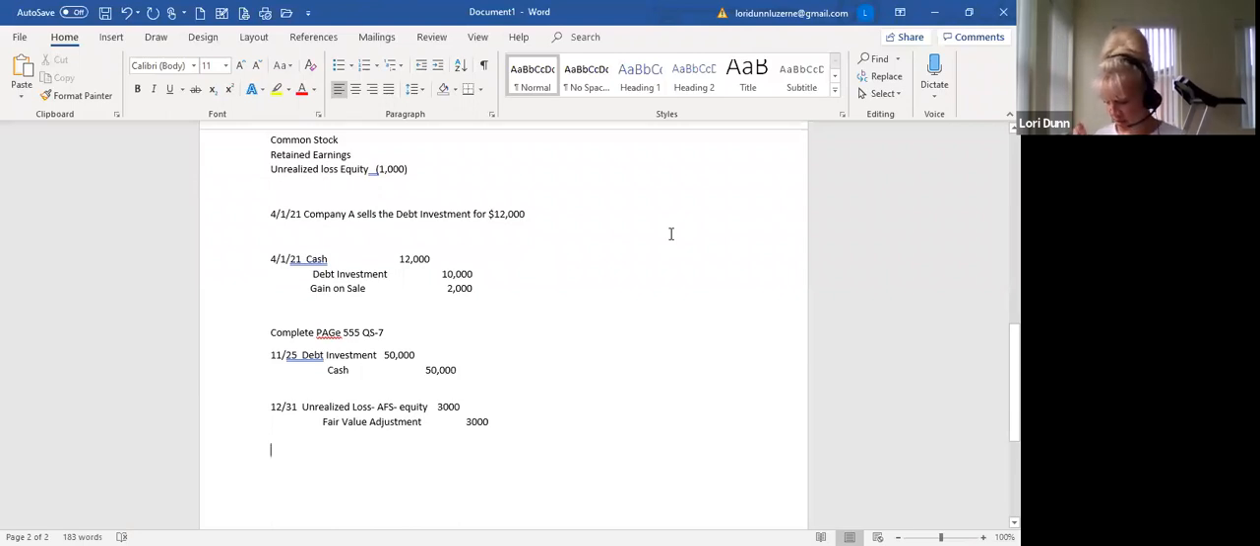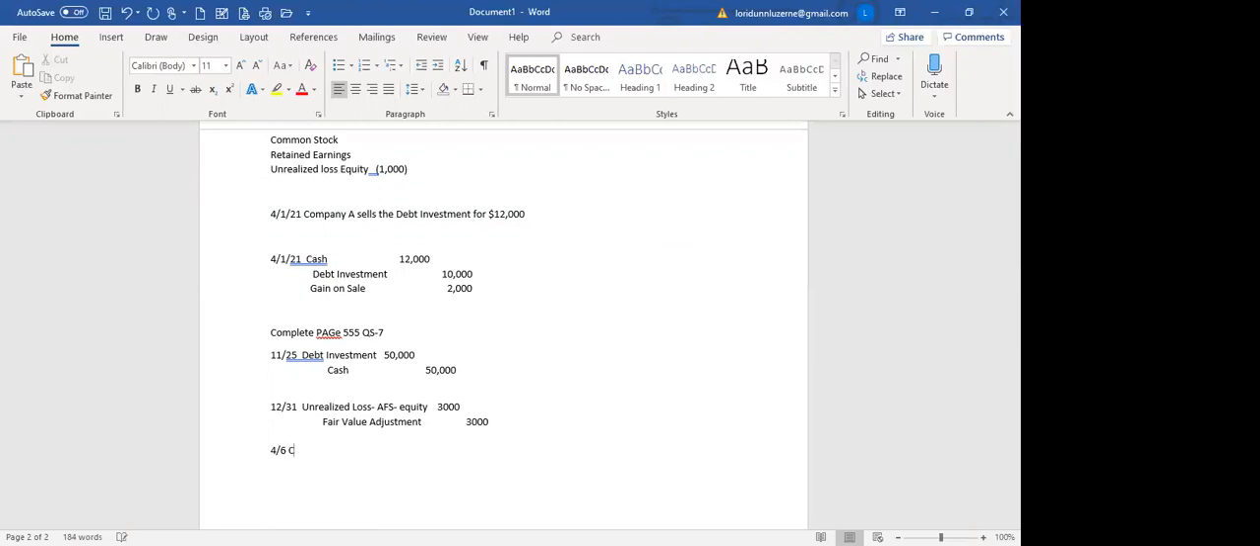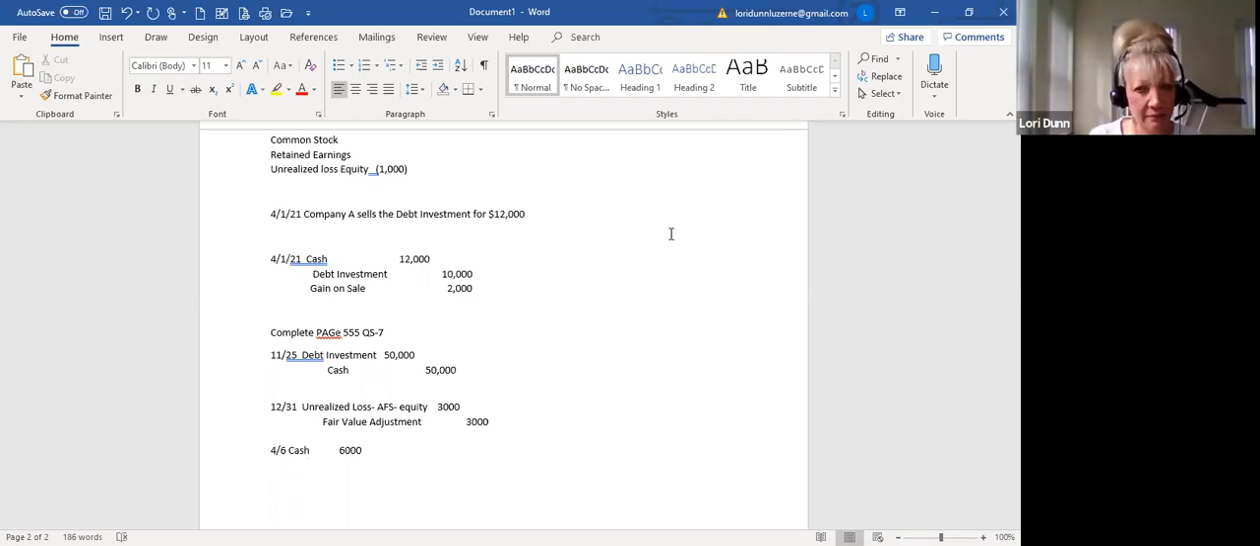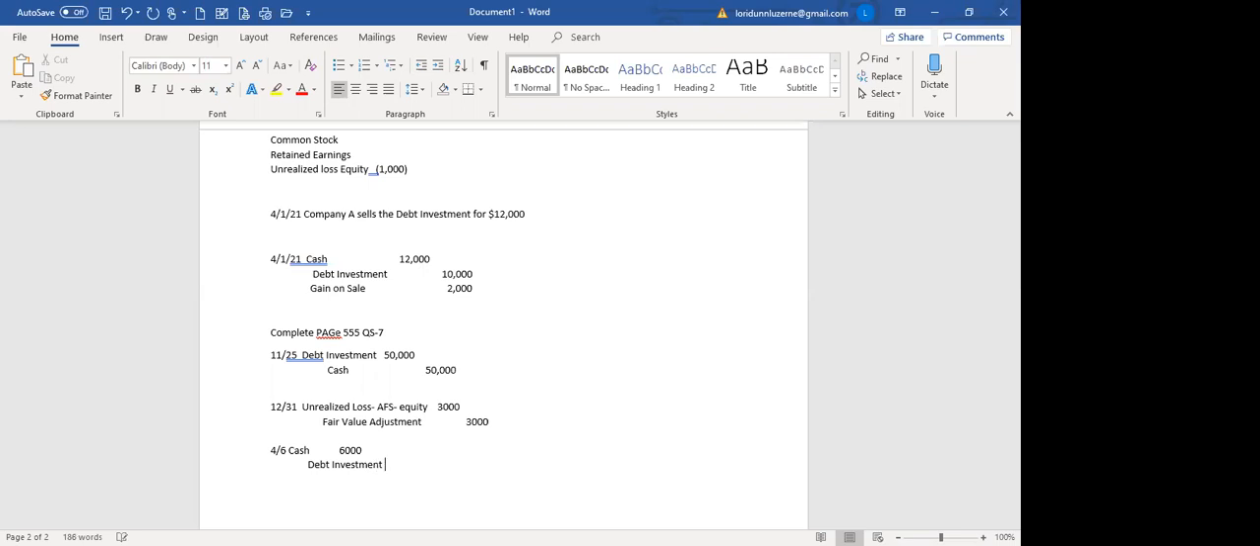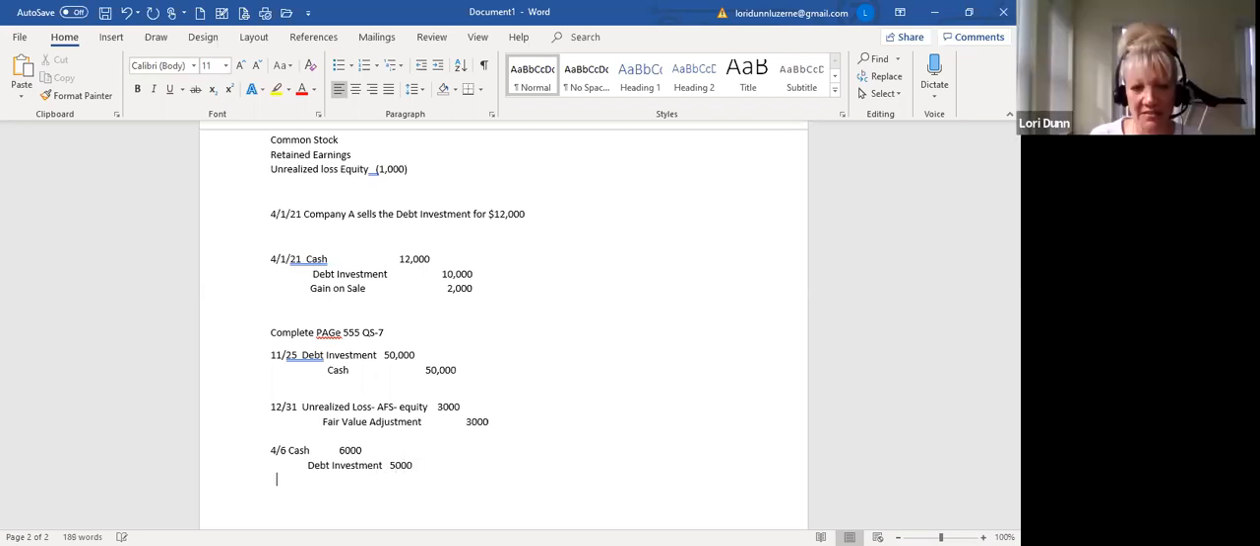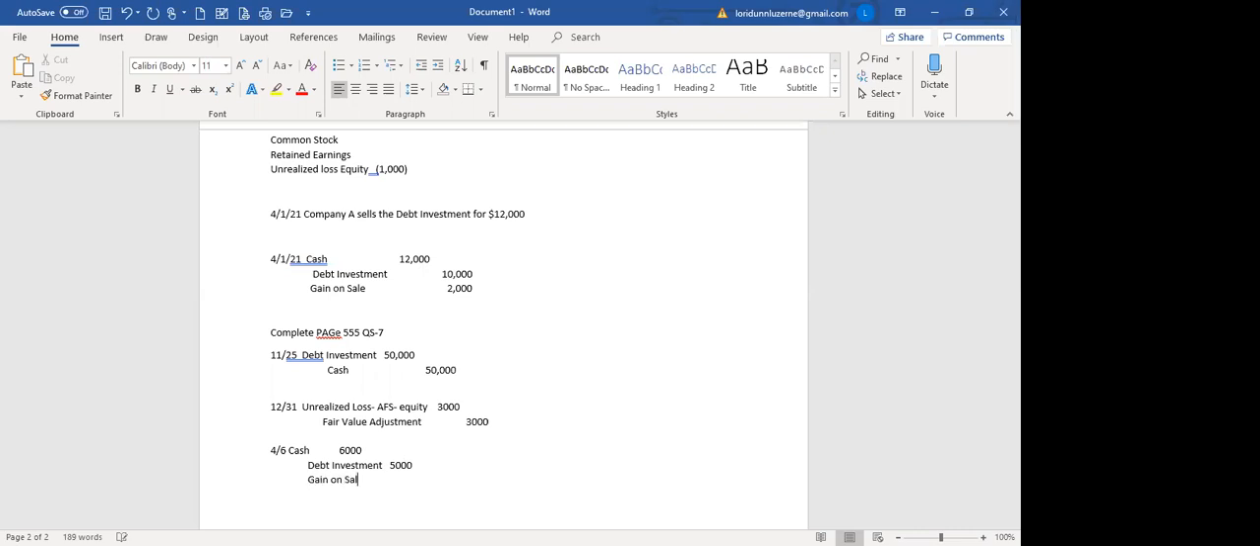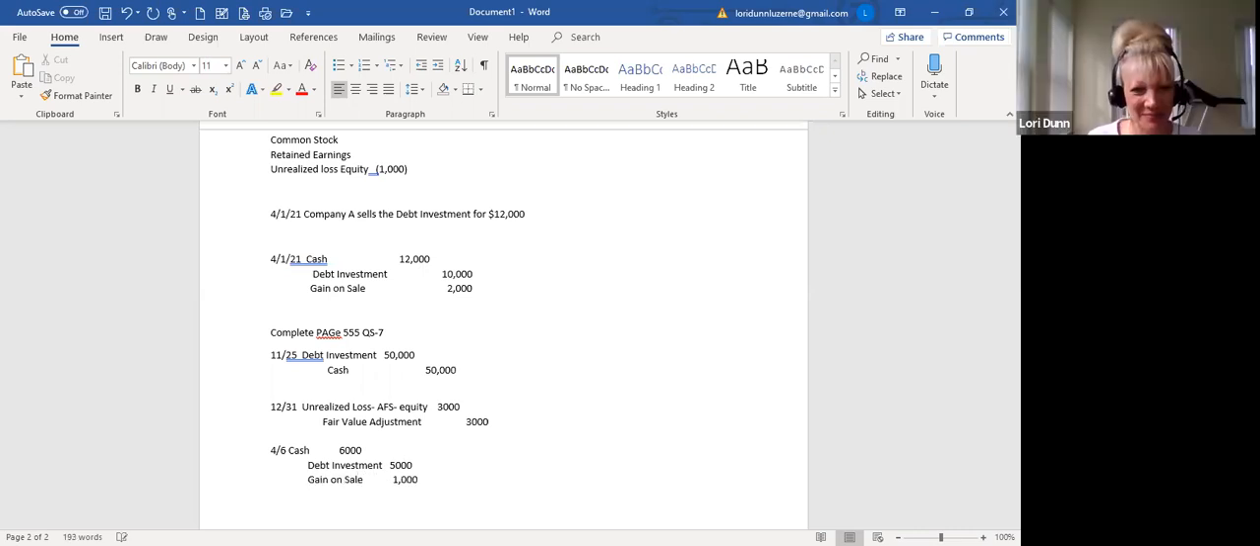All right. Now on April 6th of the next year, the company sells 10% of these securities. So 5,000 was the original cost for $6,000 cash. What would be the journal entry to record that? You said a cash for 6,000, and then debt investment 5,000, credit, and then gain on sale for 1,000. Good job. So we sold it for 6, originally bought it for 5.